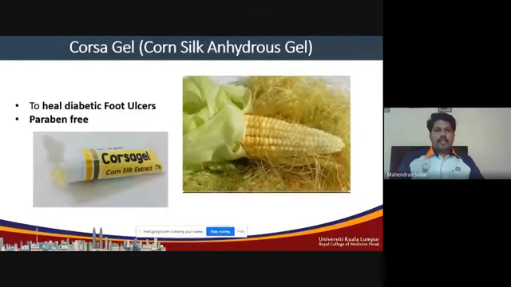And another one is Corsa gel. It is mainly used to heal diabetic foot ulcers, and it is made from the waste material of the corn. Normally the silk part of the corn, we just throw it away. That can be converted into a product, and it gives a better effect for foot ulcers, especially for diabetic patients.